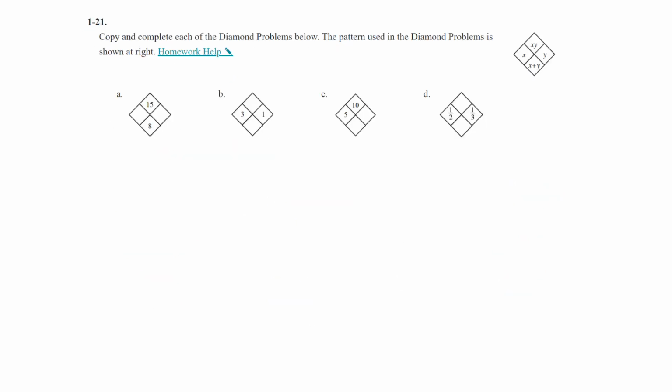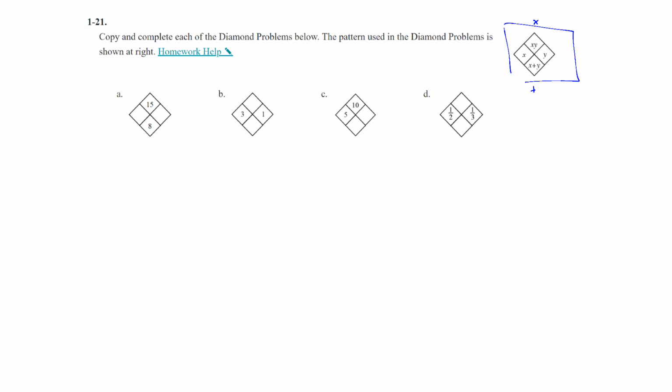Copy and complete each diamond problem below. The pattern used in the diamond problem is shown at the right. So we did these previously, and we found out that you multiply these two boxes to get the top number, and you add to get the bottom number. So that's what we're going to do. Now remember, we're not given those x and y's every time. We've got to figure out what information is given to us to be able to complete the diamonds.